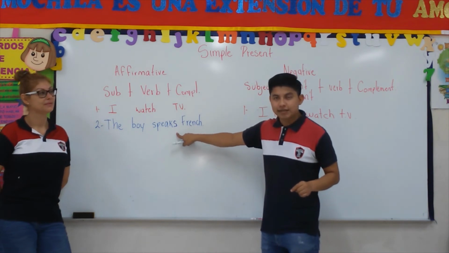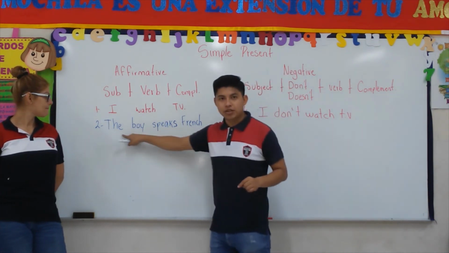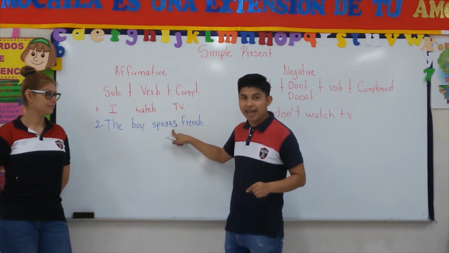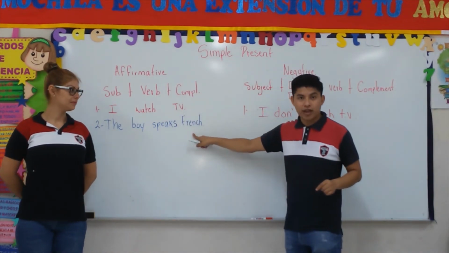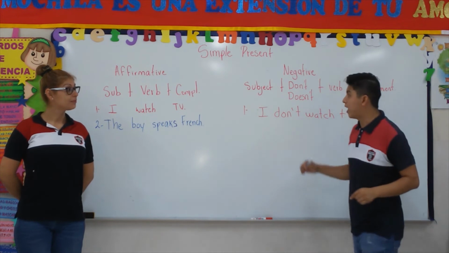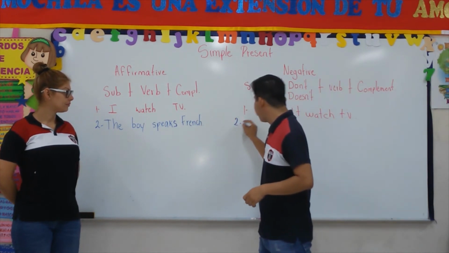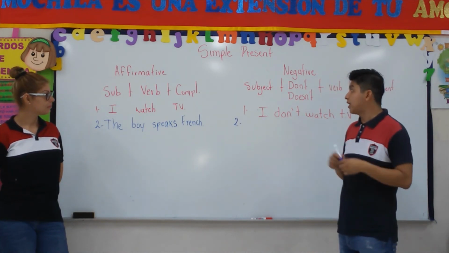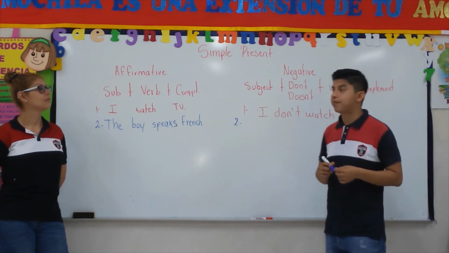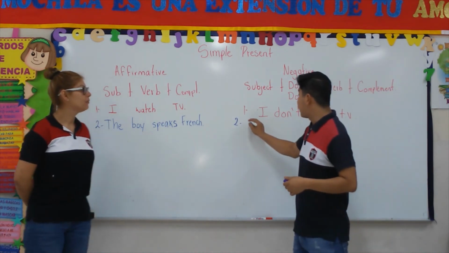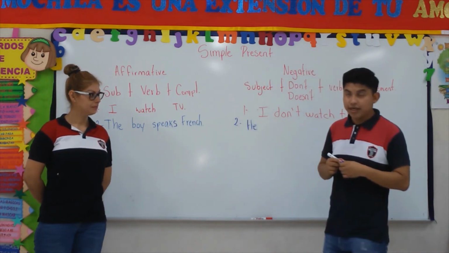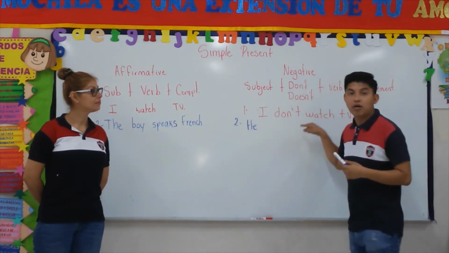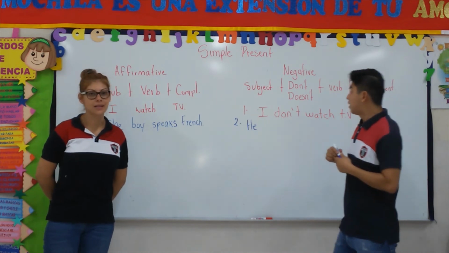The boy speaks French. Third person in singular. Subject plus verb with the correct conjugation, with s, and complement, French. So, Miss, can you help me? Tell me what is the correct word in negative of the simple present with the second example. Okay, he doesn't. He, because he's the boy, yeah, it's correct. Missing the auxiliary. What is missing? Doesn't.